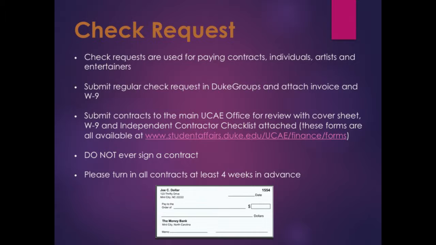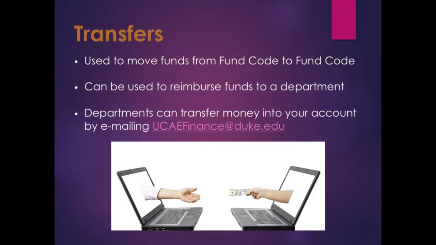All contracts must go through the contract review process. Students can never sign contracts. All contracts must be signed by a member of the student involvement team. If you submit a contract cover sheet to UCAE, you do not need to do a check request in Duke Groups. Sometimes you may want to co-sponsor an event or purchase with another department or another student organization.